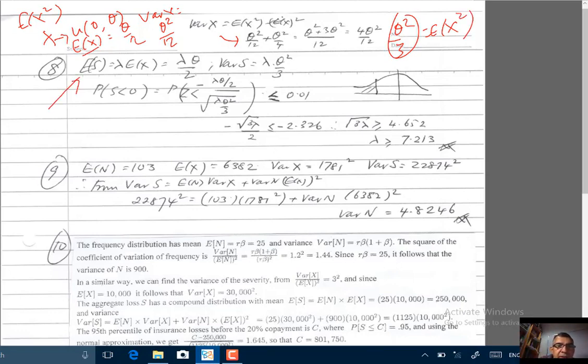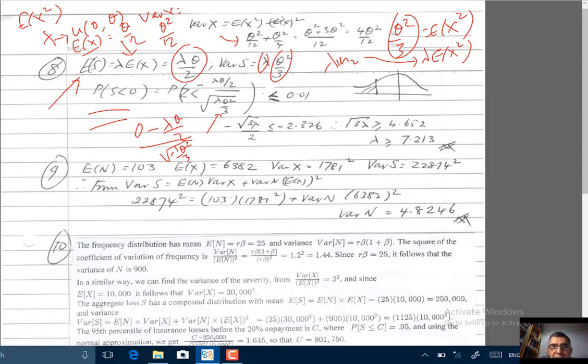Expected value of S we know is lambda times expected value of X, which is lambda times theta over 2. Variance of S, remember we have lambda M2, or you can write it as lambda times expected value of X squared. So I have lambda theta squared over 3. Probability S less than 0, change it to a Z. So I have 0 minus lambda theta over 2 over the square root of lambda theta squared over 3. That's what you see here.